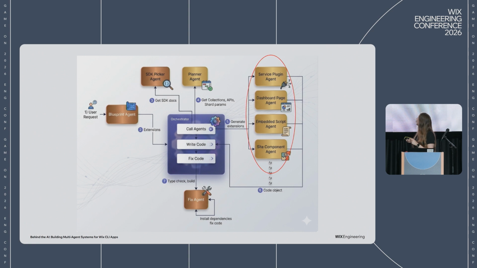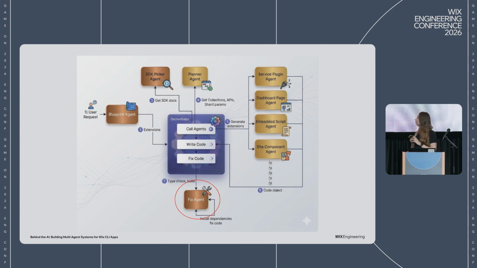For example, we want to generate a dashboard page and service plugin. The blueprint will suggest it, and we will call those agents in parallel. And they will generate a code object. Then we will run a type check and build. And we will fix the type check and build if there are any errors with the fix agent and install the missing dependencies.